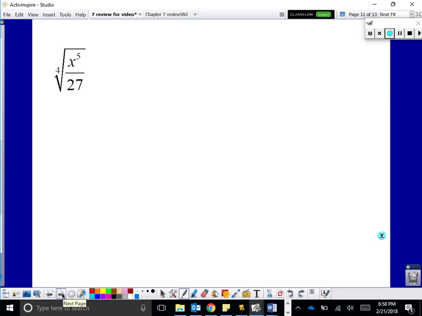Next one, this one is just rationalizing. Excuse me, I don't have anything to simplify right off the bat. So what I'm going to do is take the 4th root at the top over the 4th root at the bottom. On the top, this will simplify to, I can bring one x out, and there is 1 left trapped underneath. So x times the 4th root of x over 4th root of 27. That is not a perfect 4th power, so I can't do anything there.